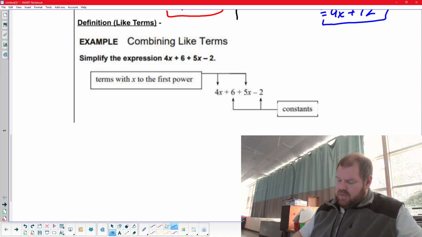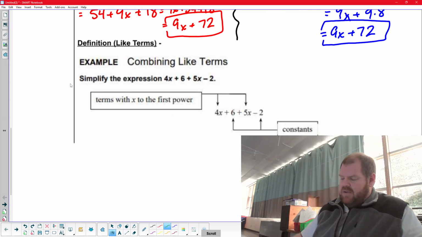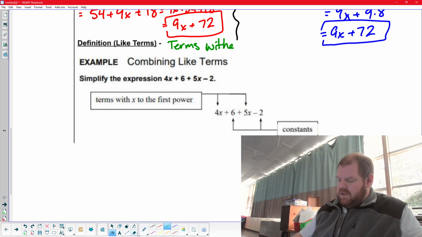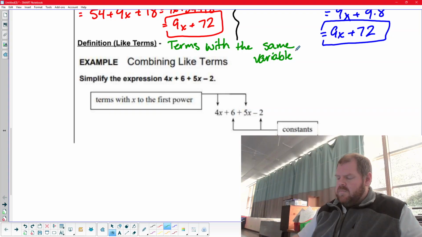So to start with that, we do need to know what like terms are. So we've got a definition kind of sneaking in right here. It says definition of like terms. They are terms with, I don't know why I feel like there needs to be an E on with. Good job. I always do that when I want to say with the. With the same variable and exponent combination.